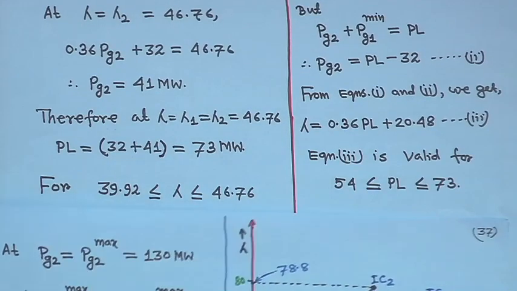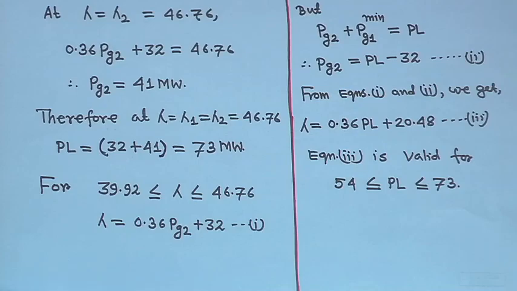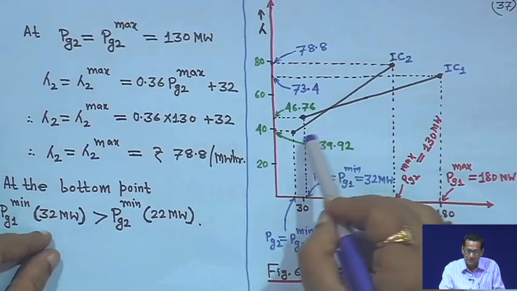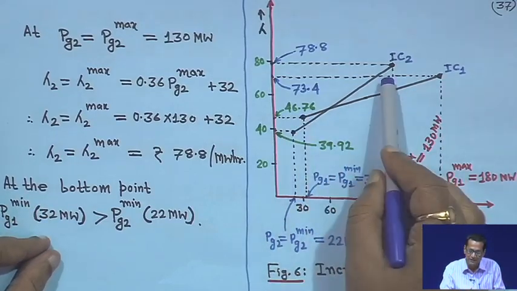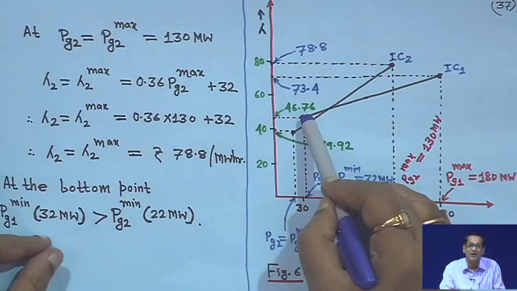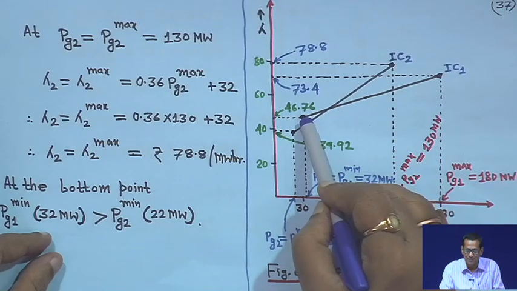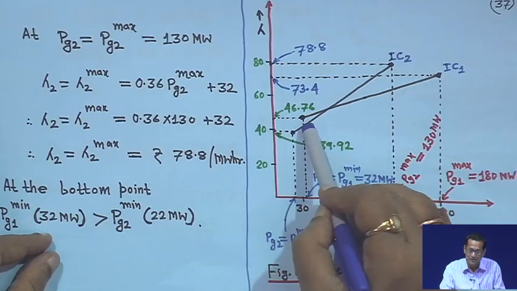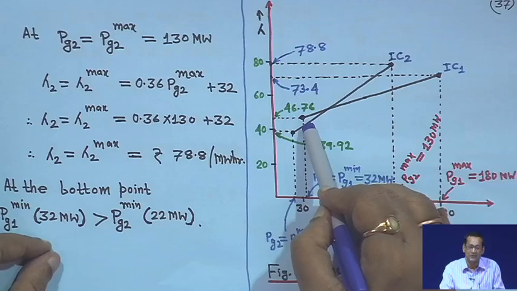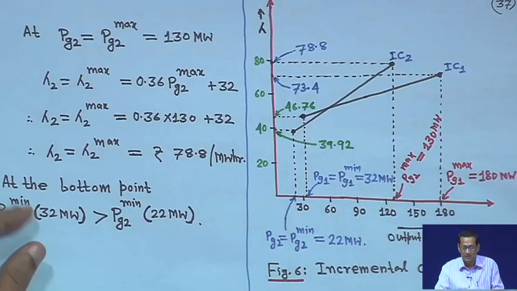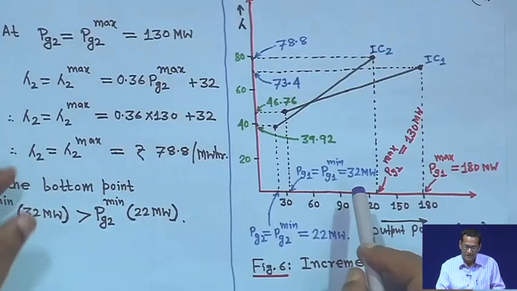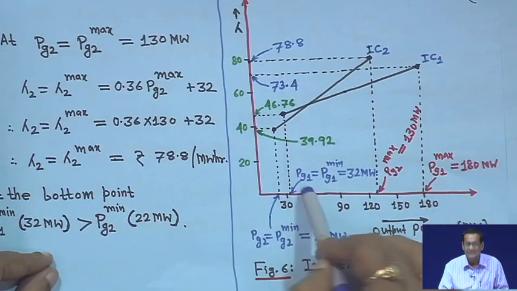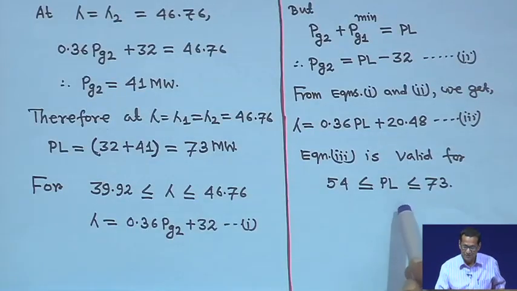I told you regarding the limit, this example is starting from the lower limit, right. So this is your IC1, this is your IC2. Unless and until it comes to this point, IC2 has to take care of the increase of load till they come to the equal lambda, right. So up to 46.76, because here IC1 is pegged at its 32 megawatt minimum. So that is why this is for this load.